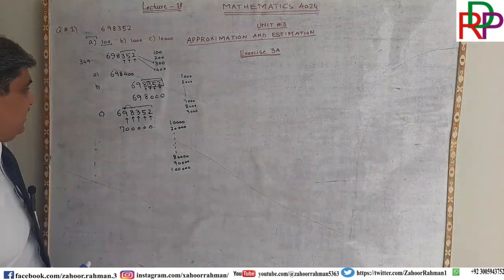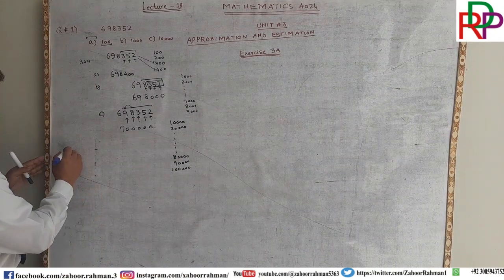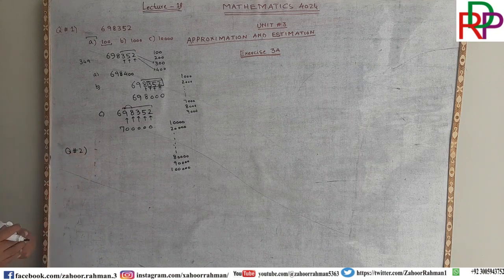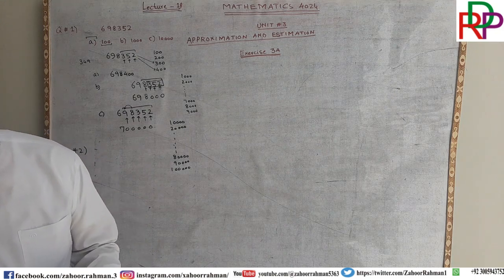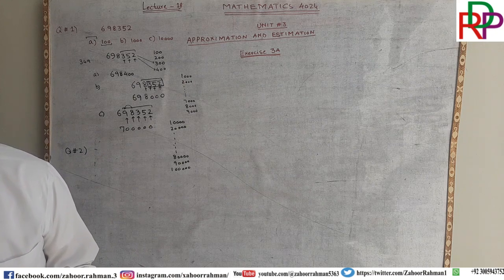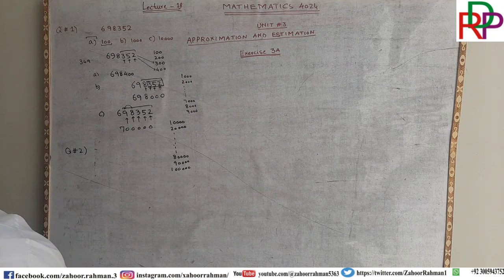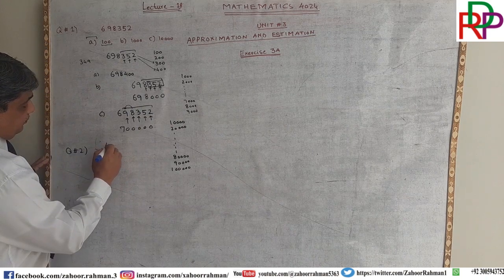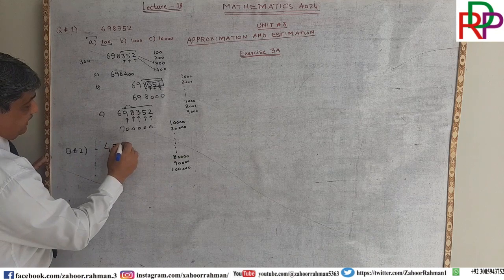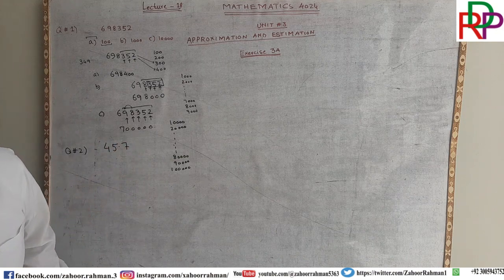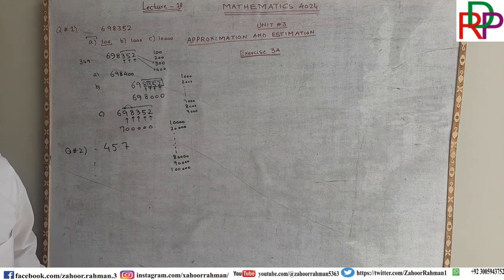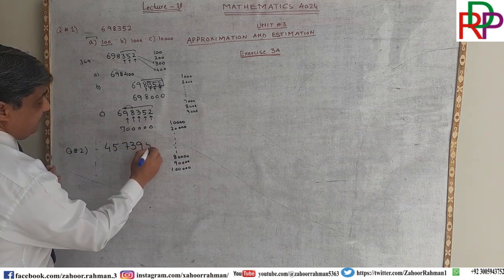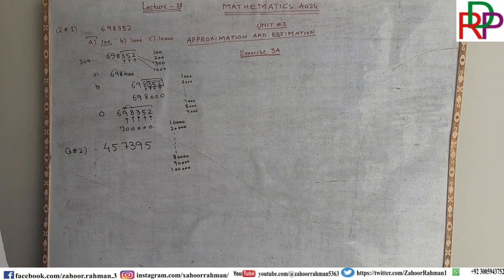Now we are turning our focus to question number 2. We will learn more techniques inside these. This is all about rounding off. Correct 45.7 and 395. 395 to what?